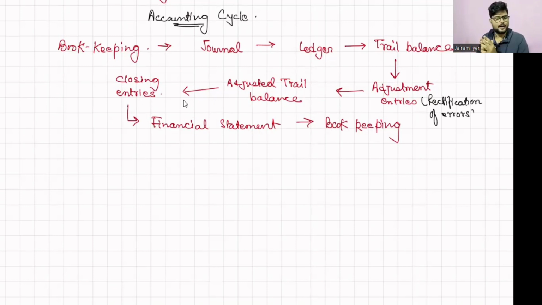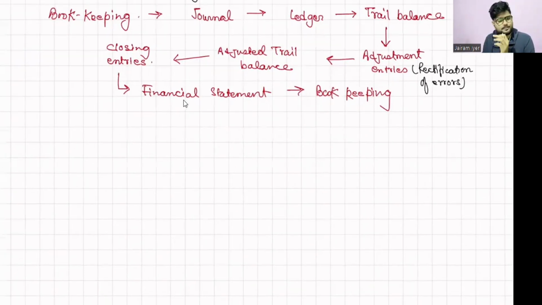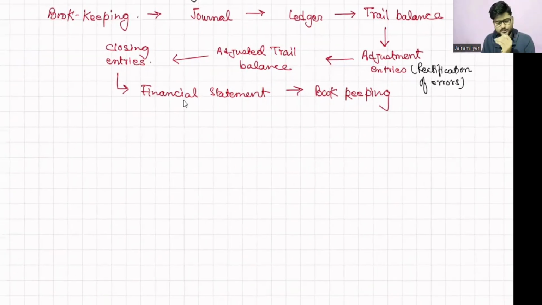Once the entries are passed, we'll prepare an adjusted trial balance, which will show the effect of adjustment entries as well. Then we'll prepare the closing entries, that means how it has to be closed, and then we'll prepare the financial statement. In financial statement, what I mean to say is profit and loss account, balance sheet, and many other things. But right now, let's restrict it to profit and loss account and balance sheet. Clear to everybody? Then we can move ahead. Yes, sir.